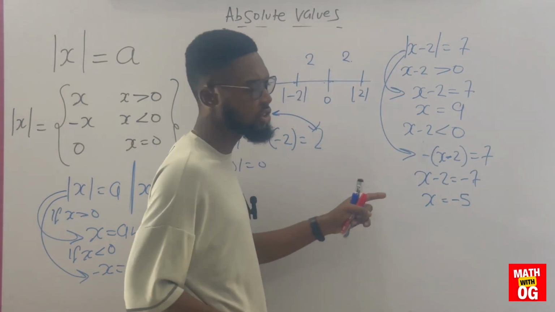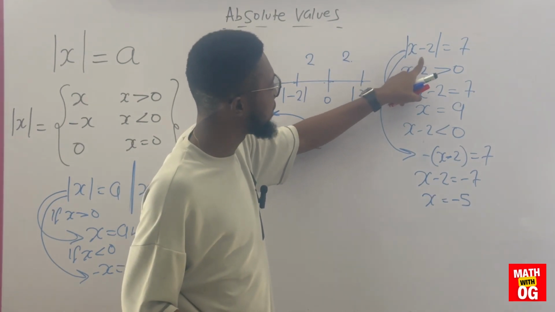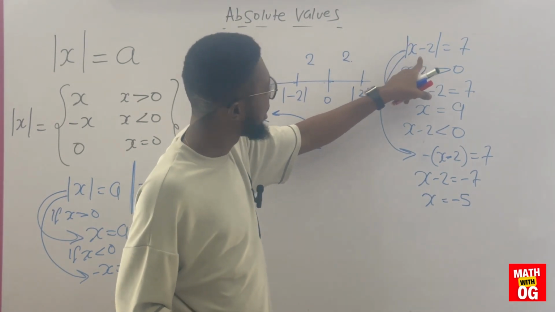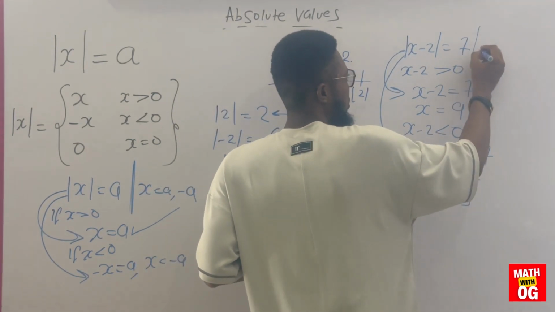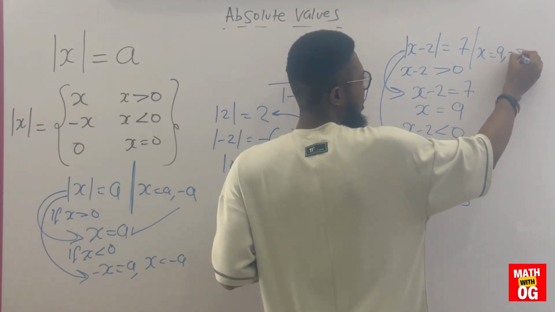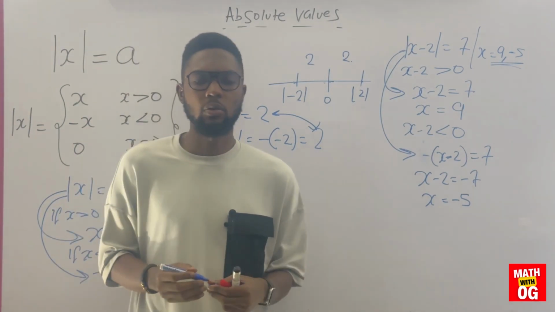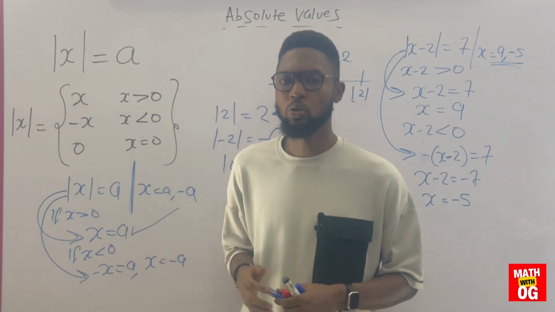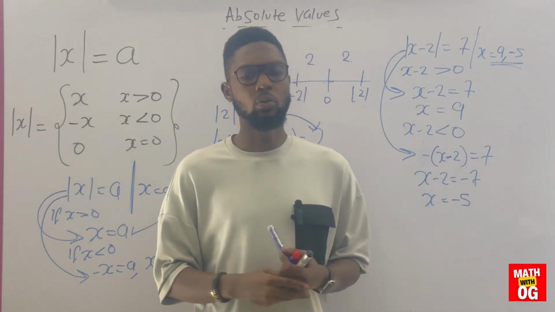Now let's check if that is correct. Put your minus 5 here. Your minus 5 minus 2 is minus 7. The absolute value of minus 7 is equal to 7. So the solution to this question is x is equal to 9 or minus 5. So this is how you tackle questions when given the absolute value of an unknown to be equal to a number.